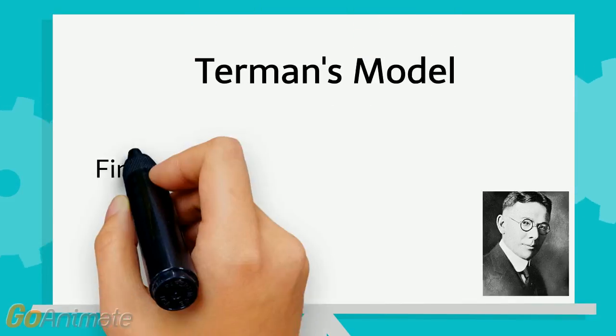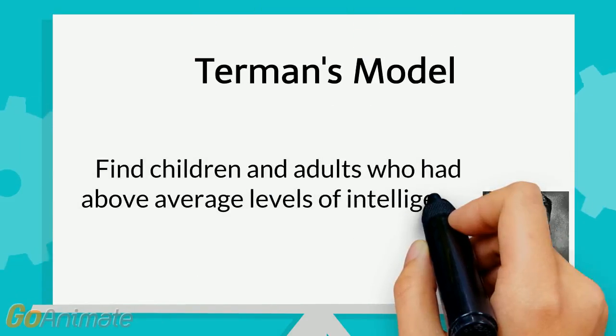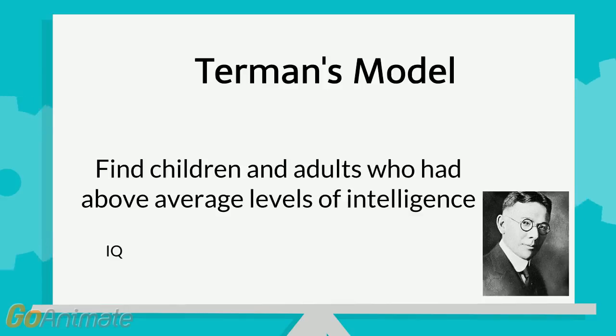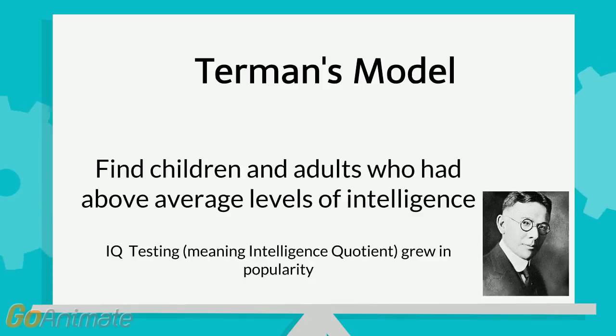It was only when Thurman revised this model that he used it to find children and adults who had above average levels of intelligence, while still using the test to identify children with learning difficulties. This new model of IQ, meaning intelligence quotient testing, grew in popularity.